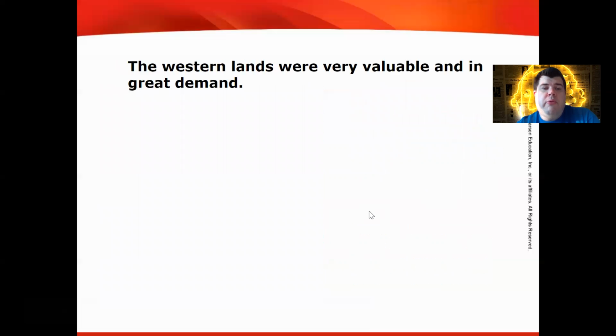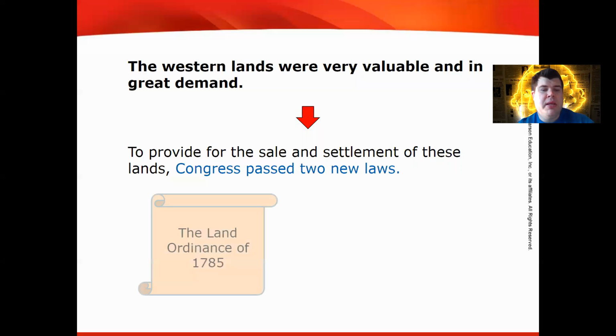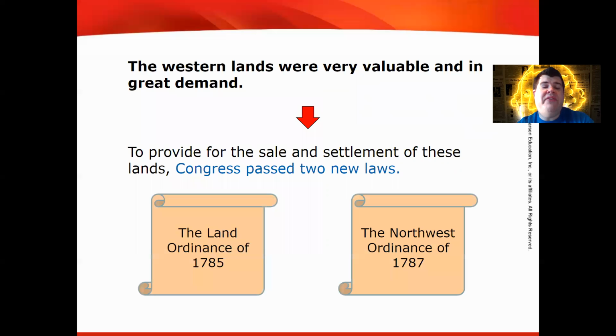But the land was really valuable and in great demand. So Congress passes two new laws to settle this land for the new country: the Land Ordinance of 1785 and the Northwest Ordinance of 1787. So two laws passed within two years that take care of this.